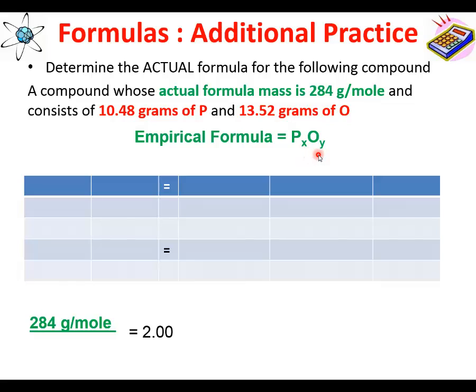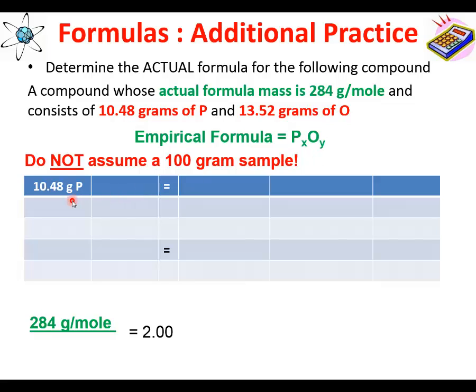In this case, since we weren't given mass percents, do not assume a 100 gram sample. Assuming 100 grams is mostly useful when you're given mass percents of all the elements. So if I have 10.48 grams of phosphorus, there's no reason why I can't convert that directly to moles and get a molar ratio without having to work with mass percents. So I don't have to assume a 100 gram sample here.